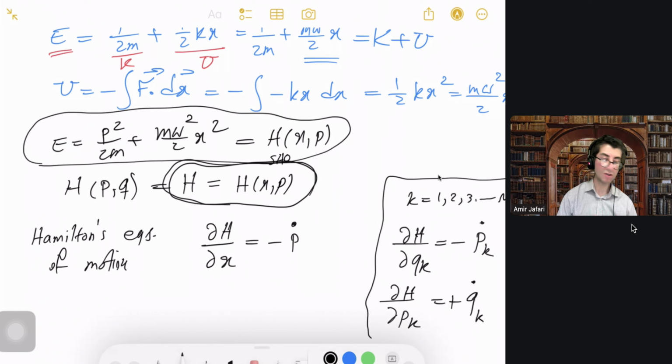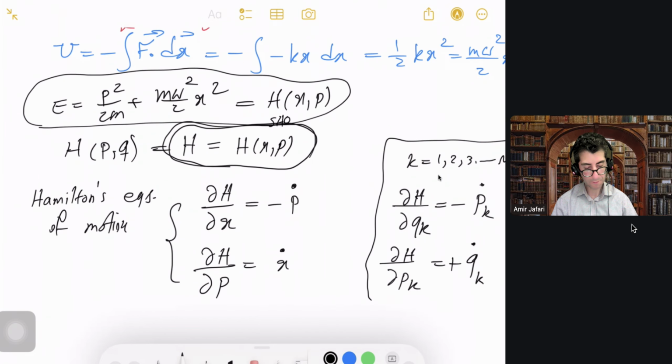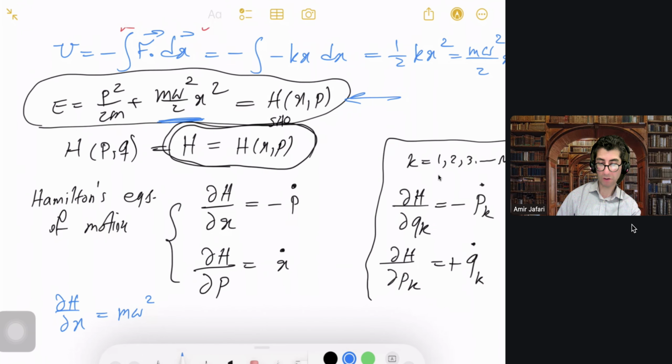Here q is the generalized coordinate of the kth particle. pk is the generalized momentum, or canonical momentum, of the kth particle, and so on and so forth. But here again, we have a simple system, so it's going to be x dot. Now, if you look at this, what is dH over dx from this formula? dH over dx is m omega squared x, because the only term where we have explicit dependence on x is the second one, the potential energy.